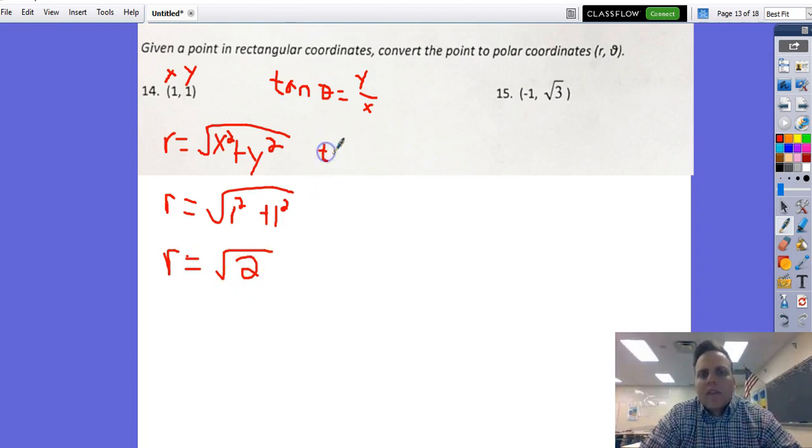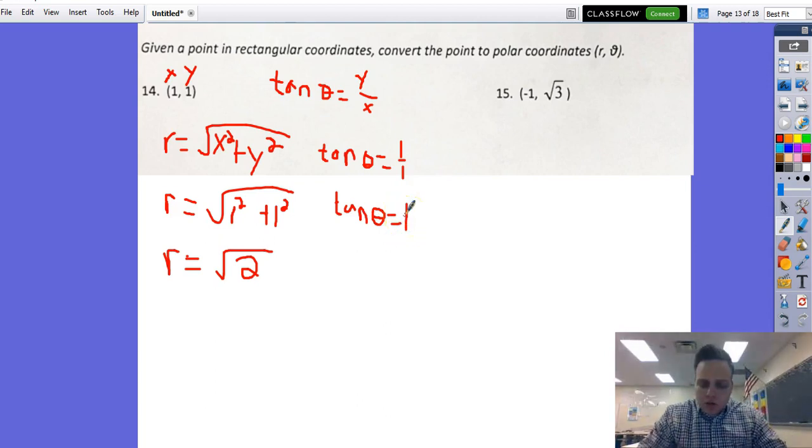So we find theta by first finding tangent theta. Tangent theta is equal to y over x, so 1 over 1, and 1 divided by 1 is just 1. So tangent theta is equal to 1. Okay, so in our trig chart, if you take a moment and look at your trig chart, you go to the tangent column, you'll see that it equals 1 at 2 places, at pi over 4 and at 5 pi over 4. So what you have to do is ask yourself, which one of these is the correct angle that I want for this problem?